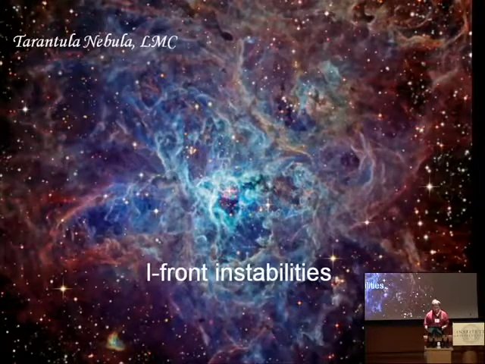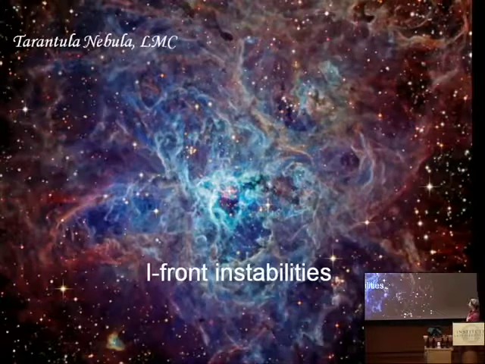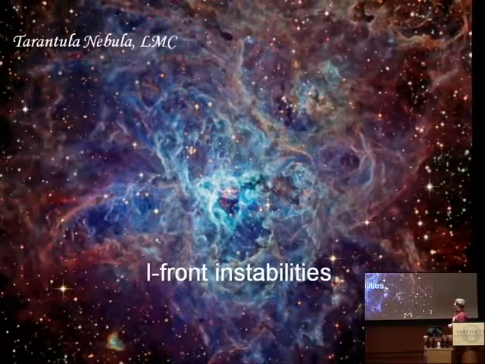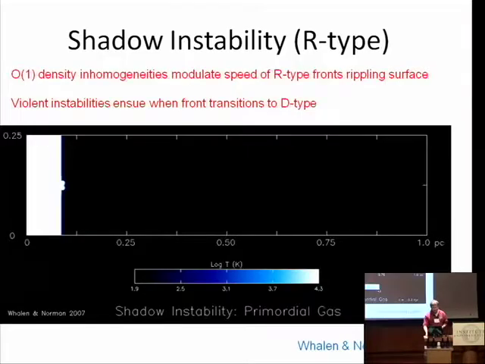Okay, I-front instabilities. Does that look like a Stromgren sphere? I don't think so. What goes on there? There are a variety of dynamical instabilities in ionization fronts. One of them is called the shadow instability, which is related to R-type fronts. What you have here is a little spherical cloud with an underdensity of 50%. That's all. Just a slightly less dense region. Could also be an overdense region, doesn't really matter.